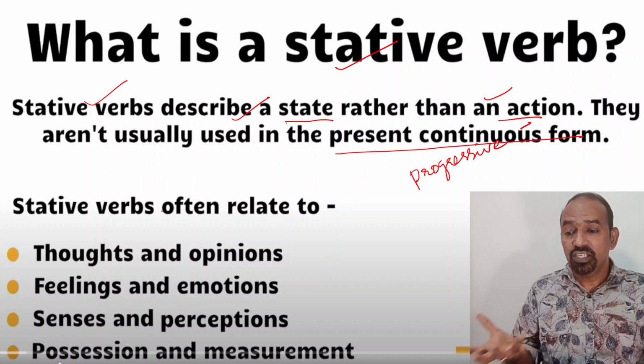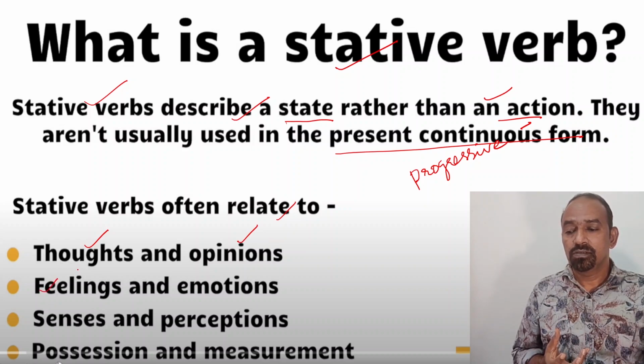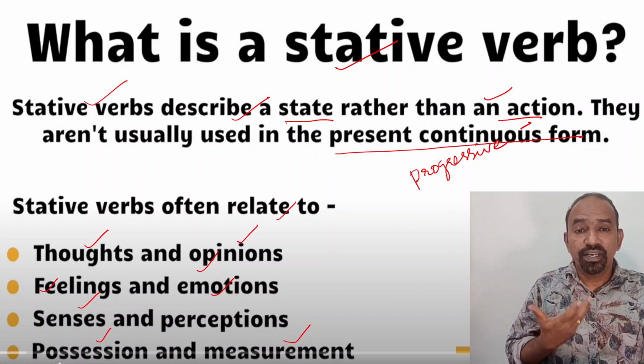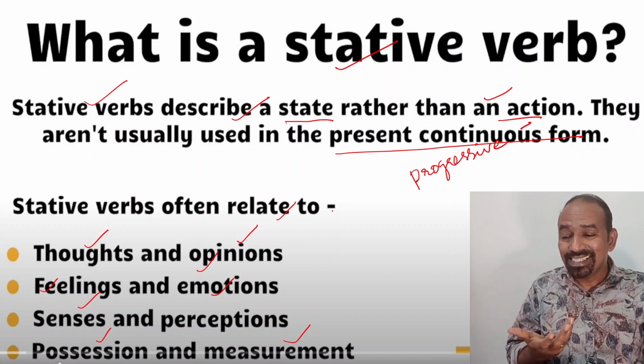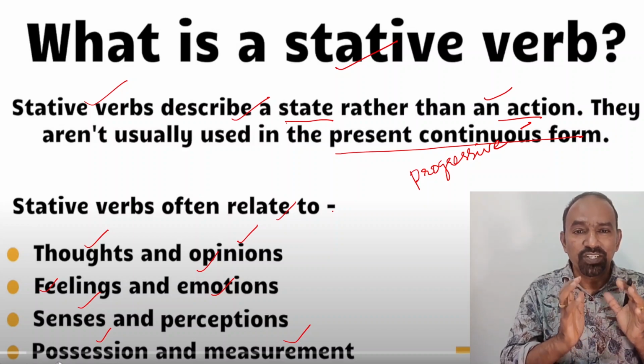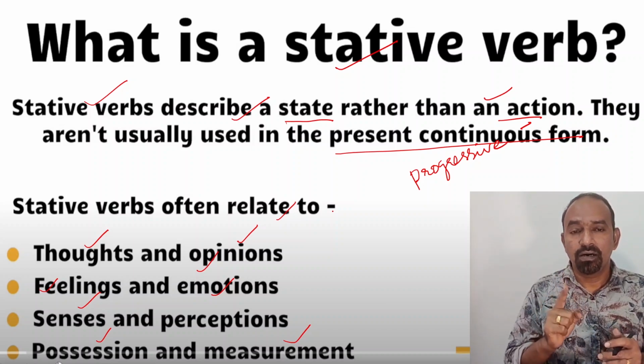Stative verbs are often related to human thoughts and opinions, feelings and emotions, senses and perceptions, possession and measurement. So when we want to express our thought, our opinion, our feelings or emotions, or our senses or perceptions, or we possess something, or we want to measure something, on these occasions, the words related with these expressions are stative verbs. You should remember it.